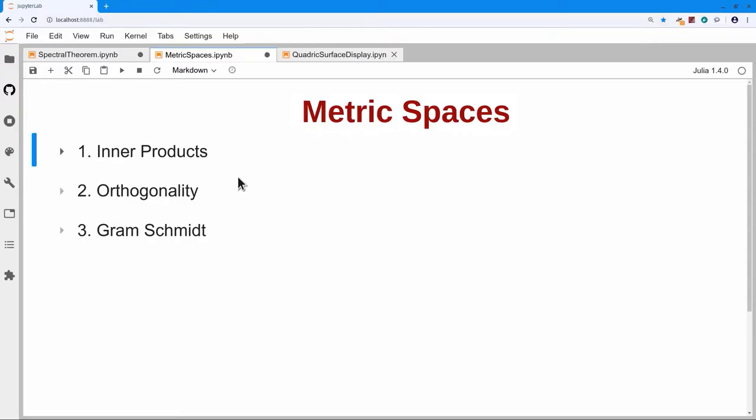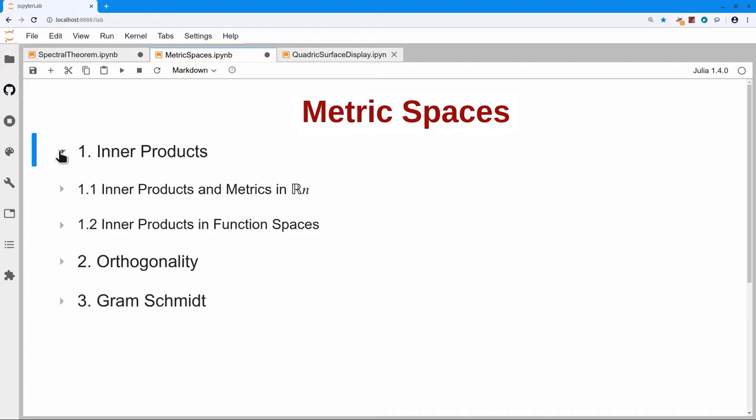Today we will talk about inner products, talk about orthogonality, and finally show how Gram-Schmidt might work in a more general setting than R^n. So let's start with inner products proper.